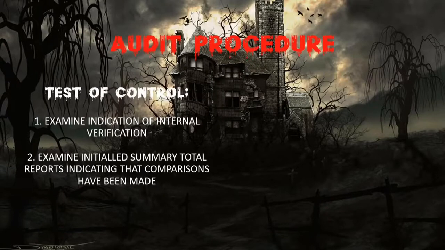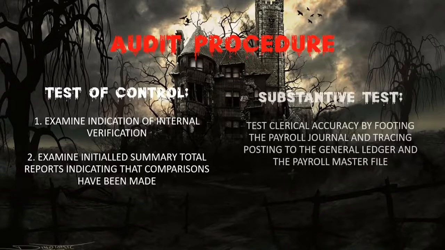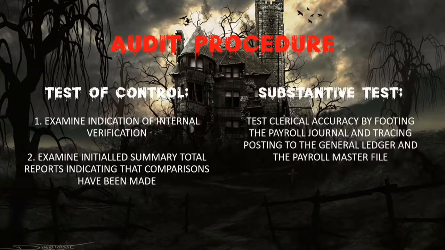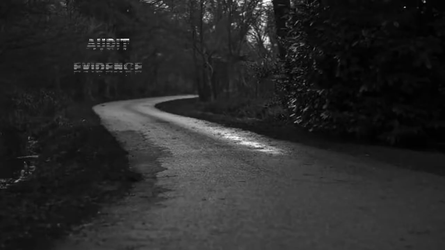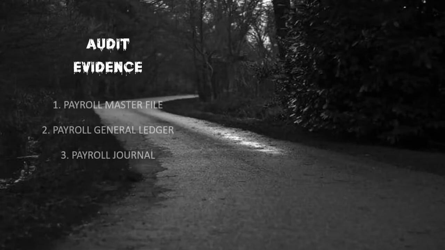You should test the internal control by adding an indication of internal verification and the initial summary data report that indicates the comparisons that have been made. You also have to do the testing tied to clerical accuracy by footing the payroll journal and tracing posting to the general ledger and payroll master file. Let me remind you of what is being used. Those are payroll master file, payroll general ledger, and payroll journal.